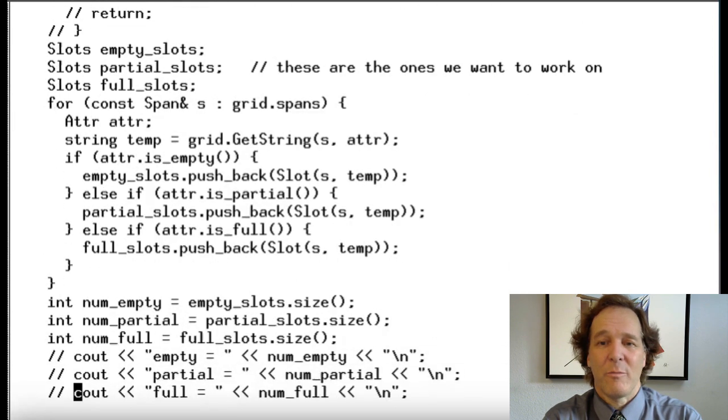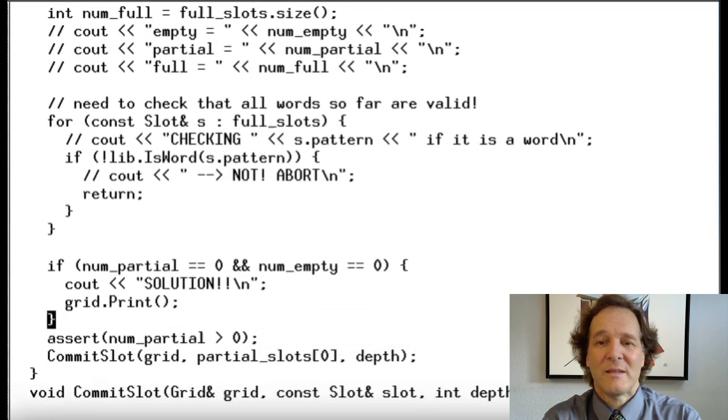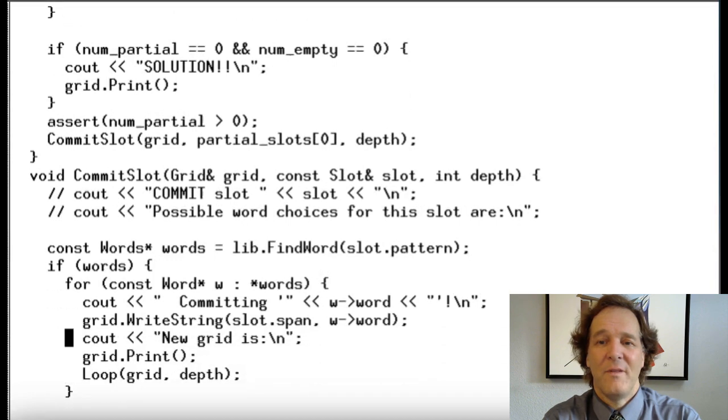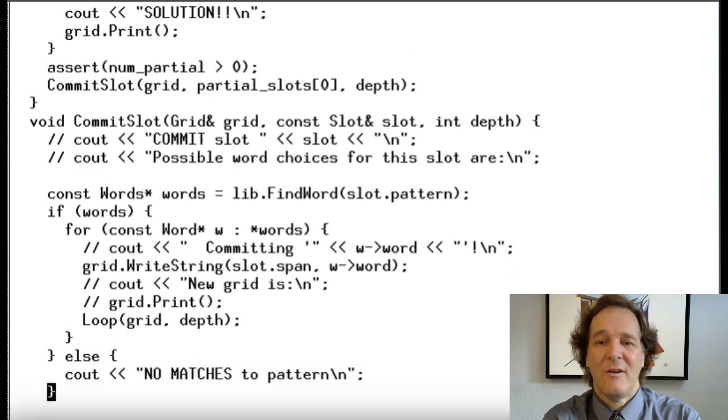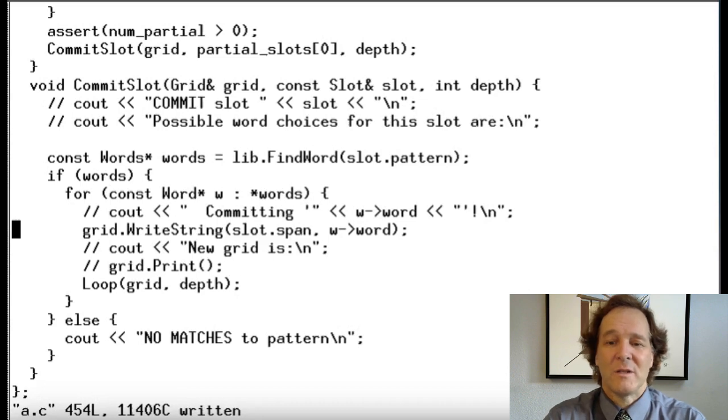But let's take all the other prints out. That print we want to leave, that's part of the solution. But all this stuff, let's take out. Committing word, and then this print, let's take out. Nothing I'm doing here is functional. I'm just removing all the prints. So we should be able to at least run without having it print so much.